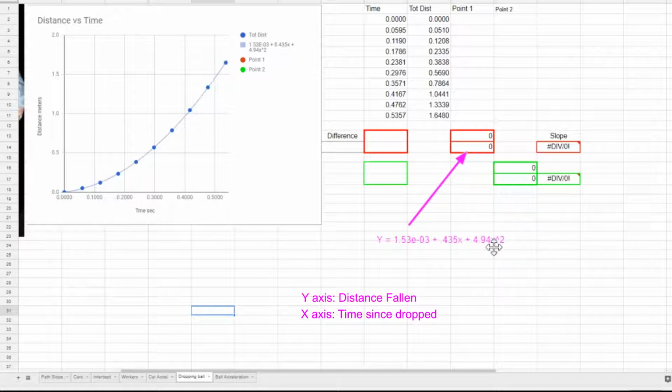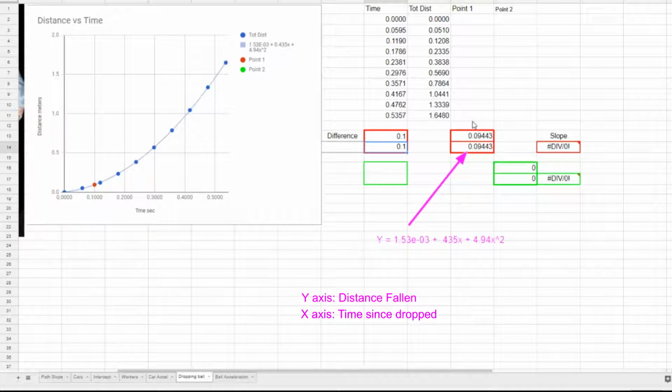There's an x value and an x squared value, but that's all in this formula. For the top one, the x value used in the formula comes from this cell. For the bottom one, it comes from this cell. Okay, so let's put one in here. I'm going to put in 0.1, which is 0.1 seconds after the ball has been dropped.